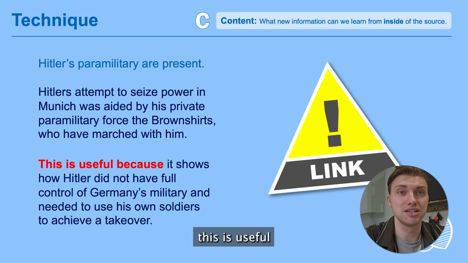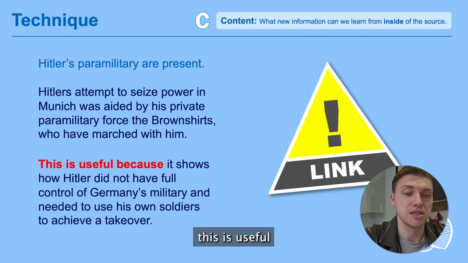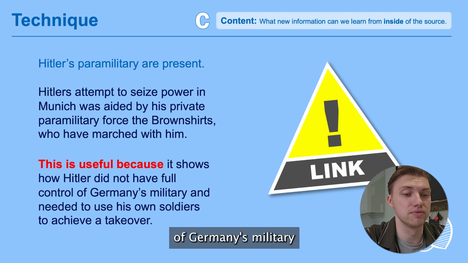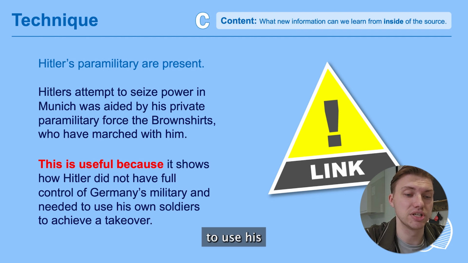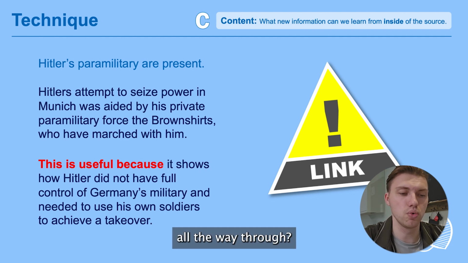So if we're saying this is useful because, the examiner can clearly see that we understand what the question has asked us to do. For example, this is useful because it shows how Hitler did not have full control of Germany's military and needed to use his own soldiers to achieve a takeover. I would ask you to constantly be thinking, why is it useful? Why is it useful? All the way through.